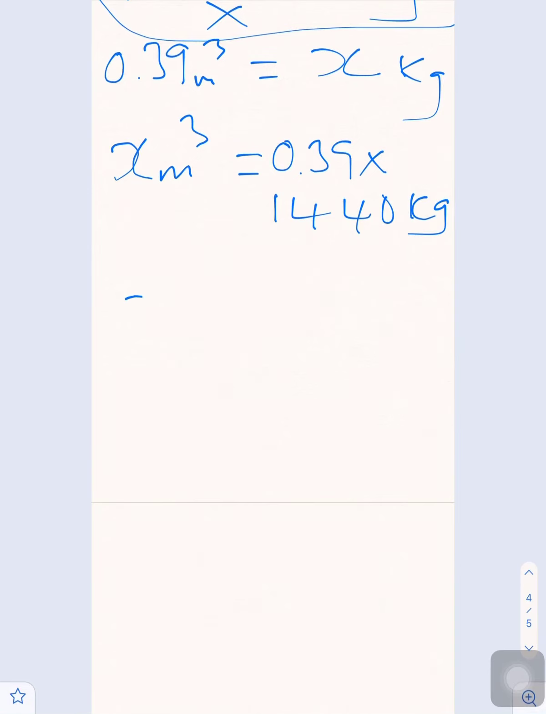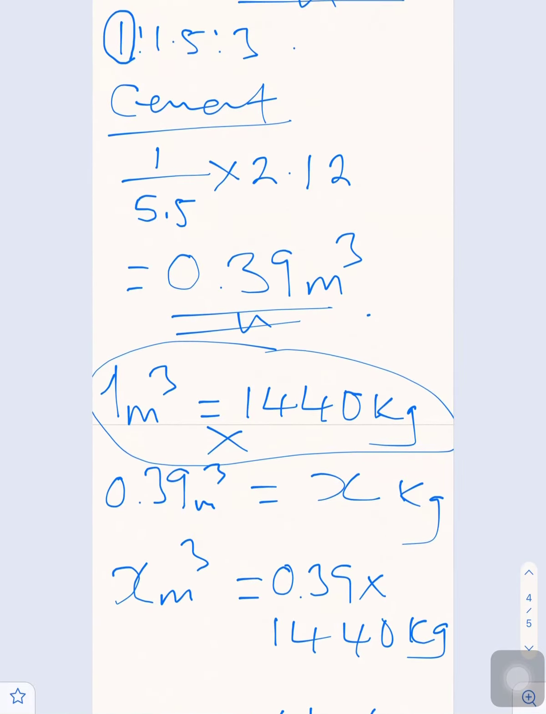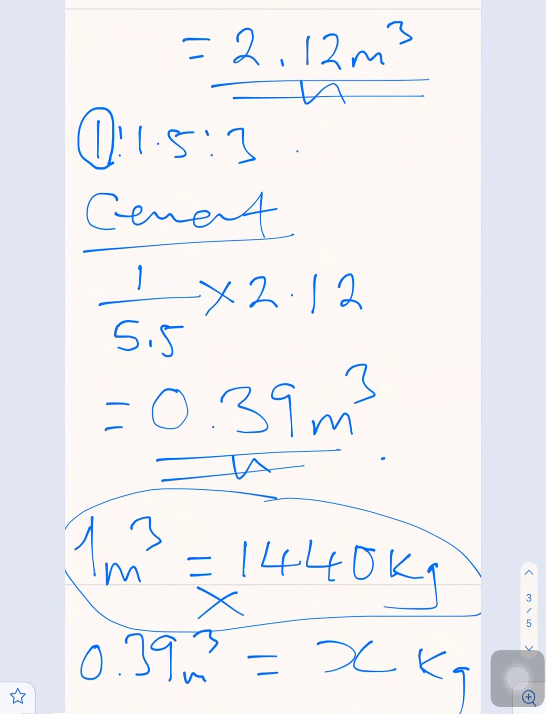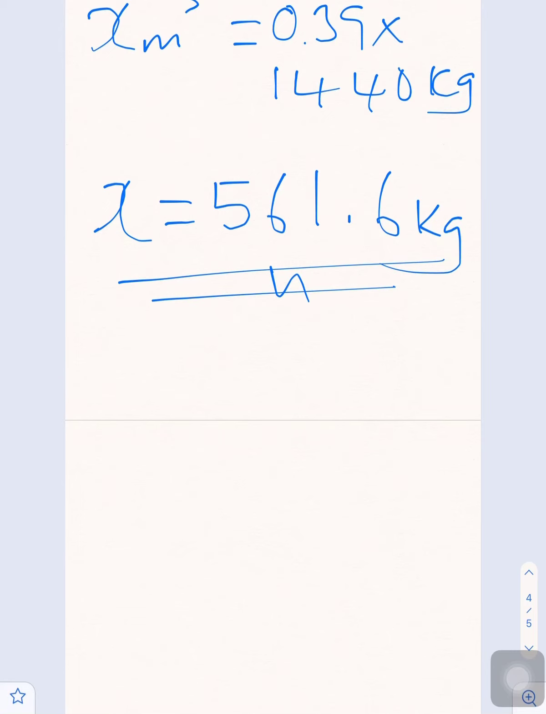When we multiply 0.39 by 1,440 kgs, it gives us exactly 561.6 kilograms. So this is the quantity of cement that would be required for that volume of concrete that we calculated, which was 2.12 cubic meters for our slab. But this just gives us kgs.